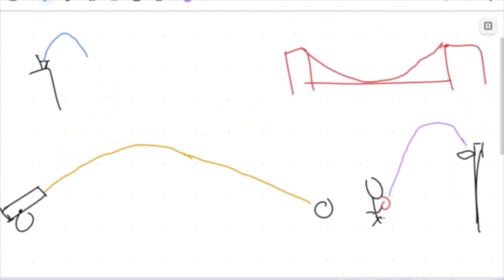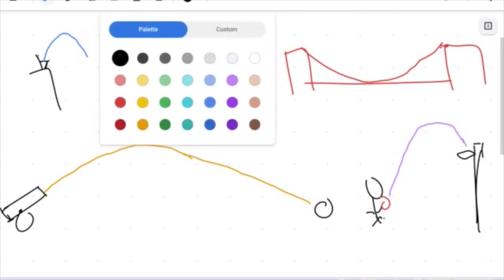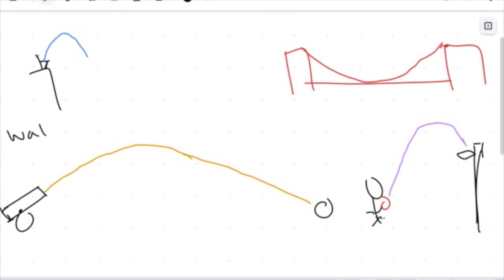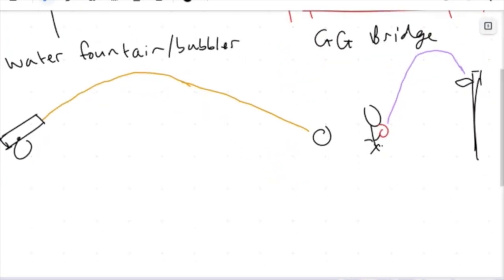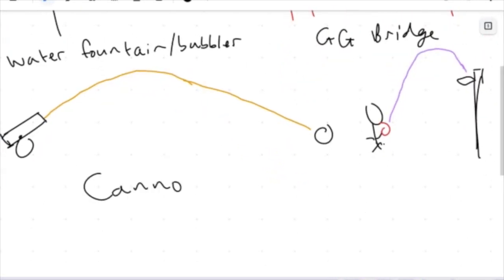So if we look at all of these images, they have something in common. So we have the water fountain, or we call this a bubbler in Australia where I'm from. We have the Golden Gate Bridge. We have a cannon being fired and a basketball shot.